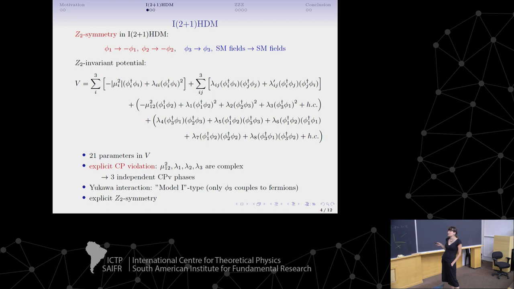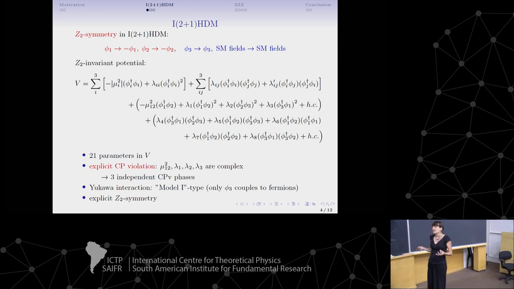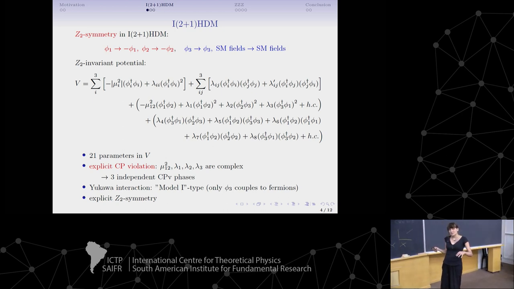This is the potential. I listed it here to show that it's quite complicated. It has 21 parameters. That also shows you the differences between multiscalar models. In the Inert Doublet Model with Z2 symmetry, we have seven parameters, five free, because two are fixed by the Higgs mass. Here, we just add one more doublet, and we increase the number to 21 parameters. That, of course, makes numerical analysis of the model quite difficult.